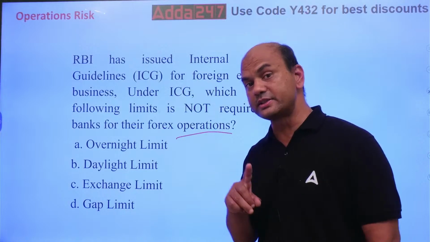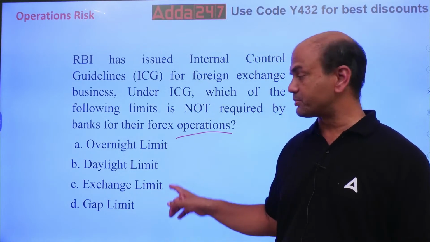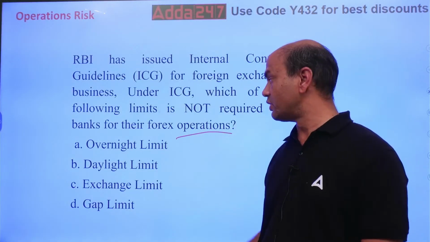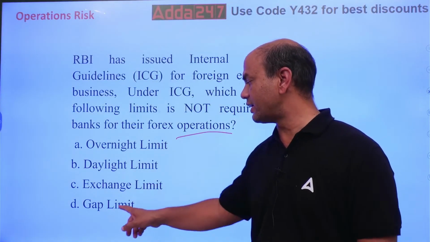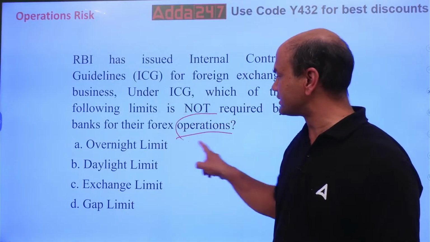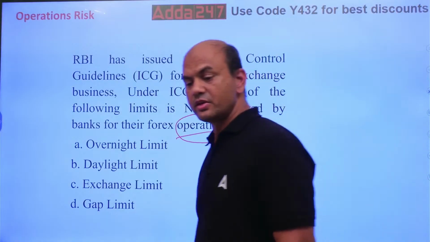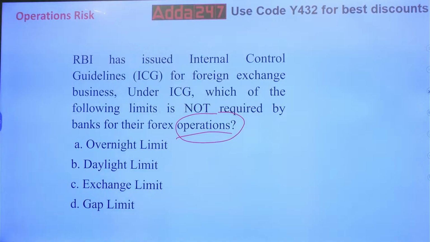Because what did I say? Checklist. Checklist is over here. Which of the points are not there in the checklist, not required in the checklist? Overnight limit, daylight limit, exchange limit and gap limit. Now we are talking of only operations risk. So which of them is not included in the operations risk? Overnight, daylight, exchange and gap.